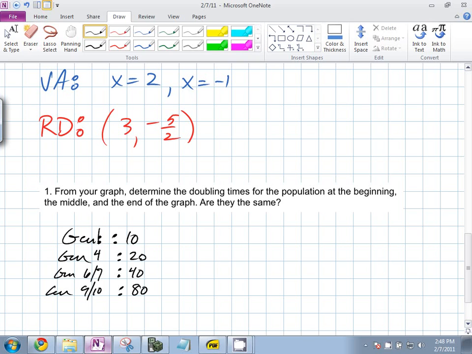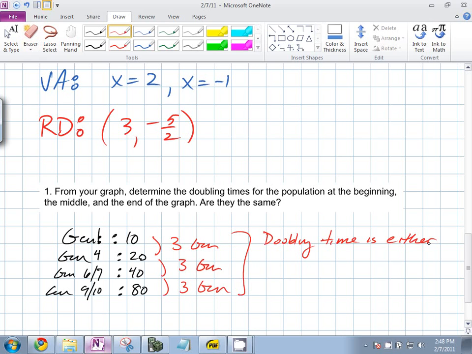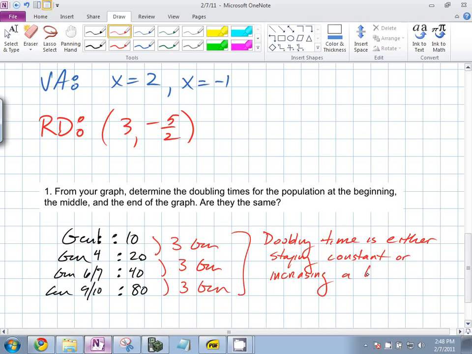Now the question is, what's the doubling time? The doubling time in this case would be 3 generations. And then it becomes about 2 to 3 generations, and about 2 to 3 generations. What's interesting is that the doubling time is either staying constant or what? I don't think from this information you can generalize that. Or increasing a bit. Now, any increase you see probably is due to what?